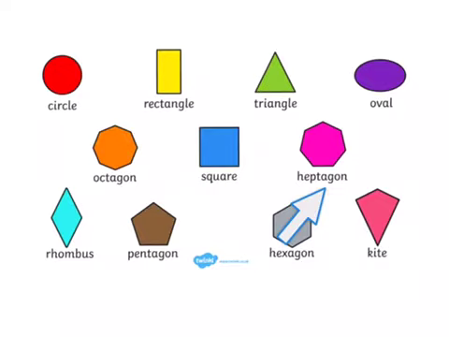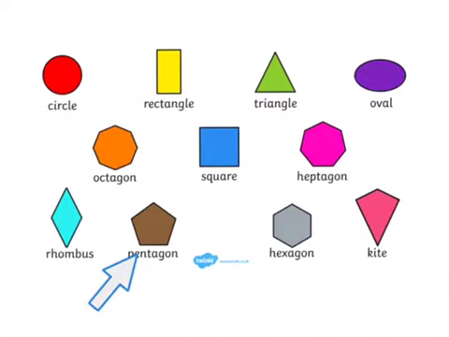Jumping all the way over here, we have another one with many sides. Let me give it a count. 1, 2, 3, 4, 5, 6, 7 sides. We call this one a heptagon. Come and say it with me. Heptagon. Heptagon.